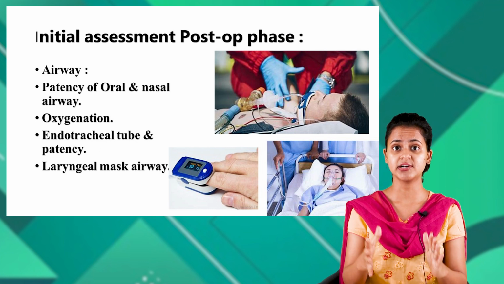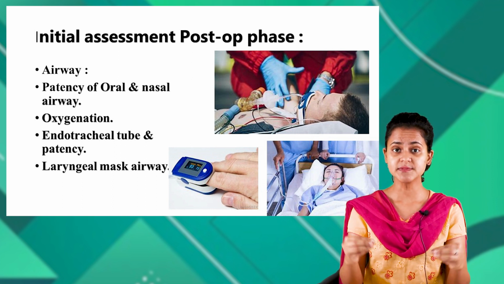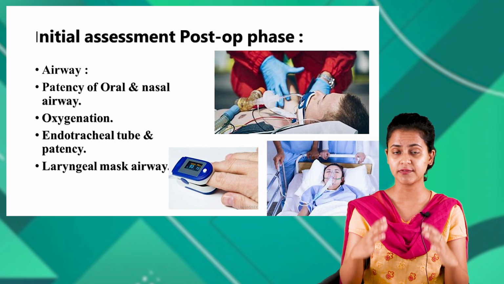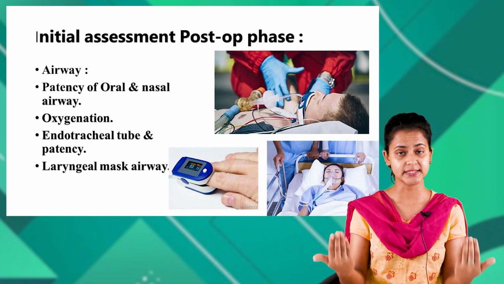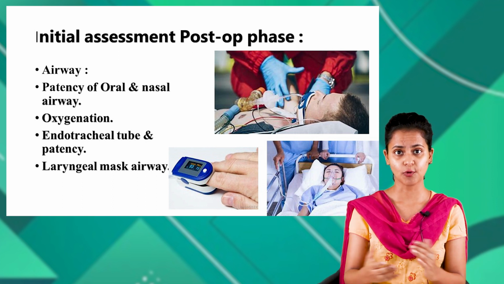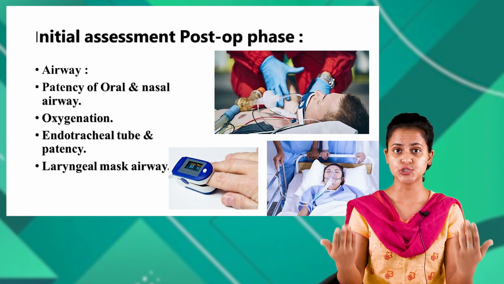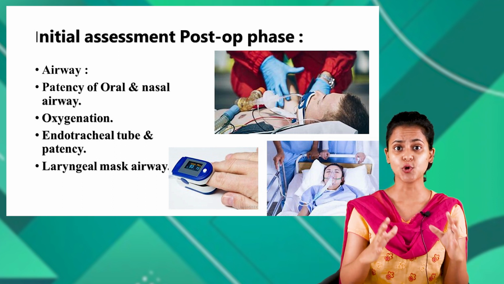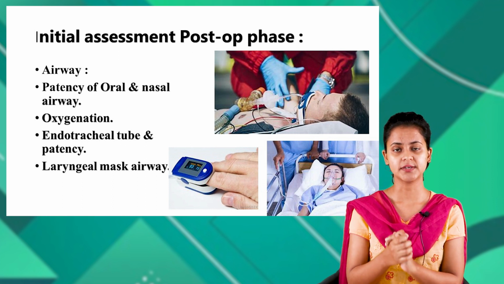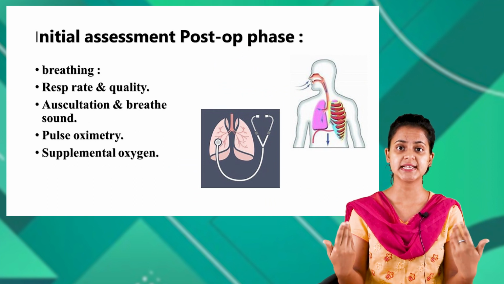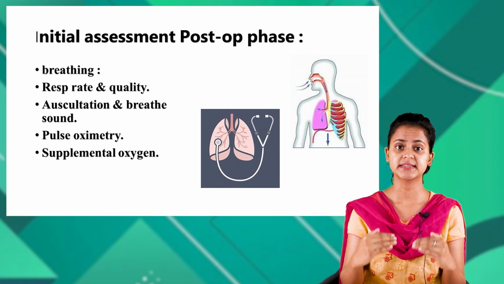We are going to see here the assessment of the client would be done in a thorough way. The assessment would basically include the assessment of the airway for its patency, oral and nasal airway and their patency, and the oxygenation, or the level of oxygen in the body of the particular client. If there is any presence of an endotracheal tube or laryngeal mask airway, the patency and the functional ability of those devices has to be assessed in the post-operative phase. The client would also be assessed for their breathing pattern, their rate and rhythm. Auscultation should be done for their breath sounds.